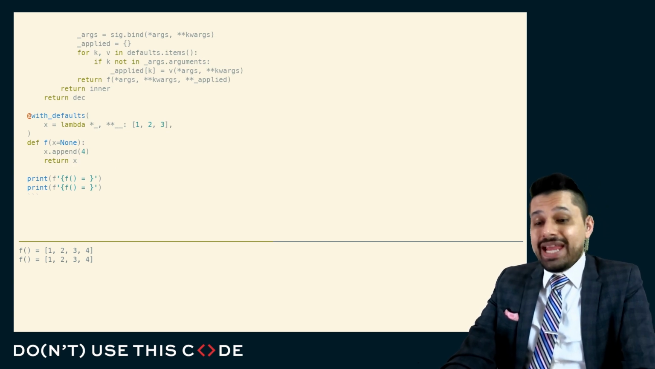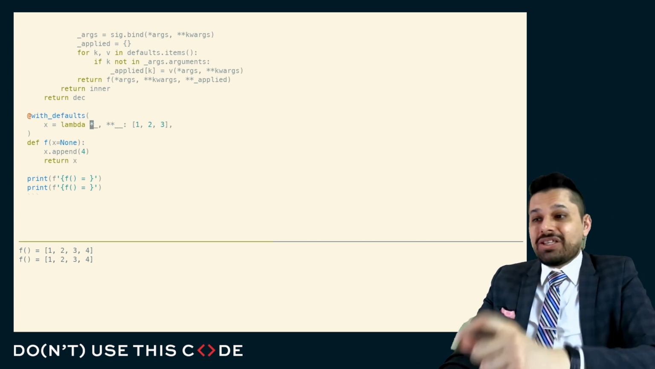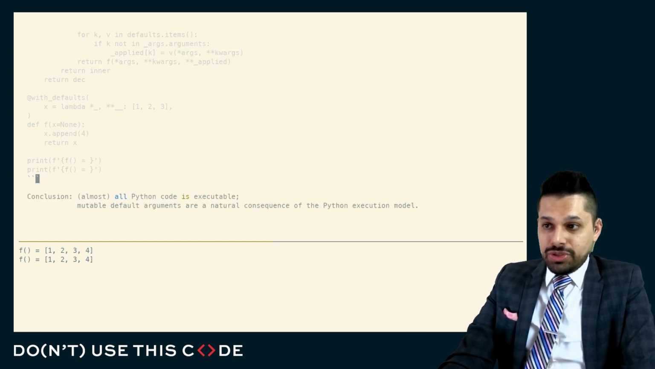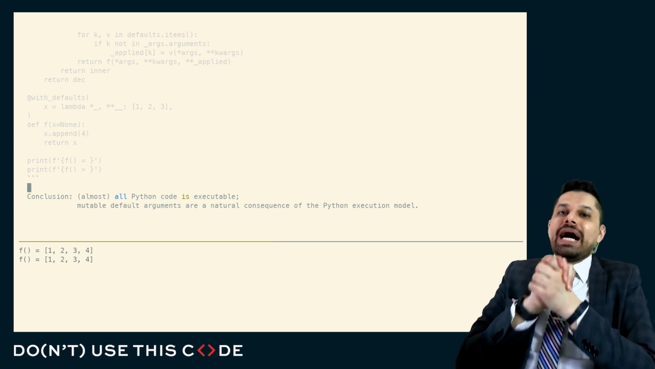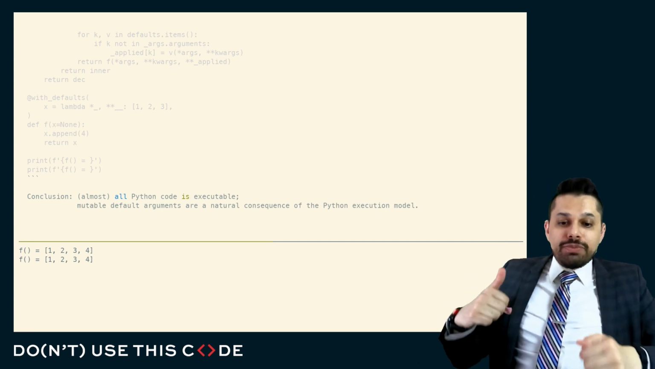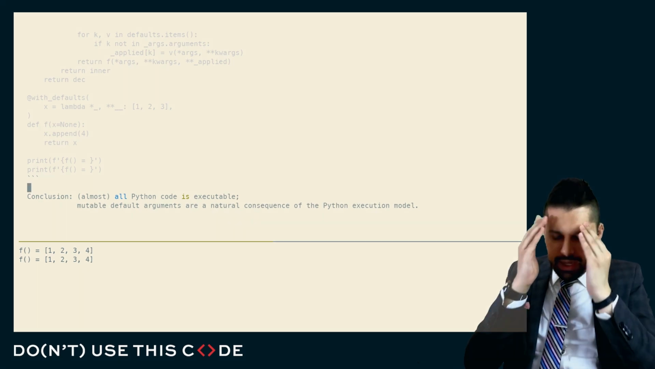For example, taking the state of all the other arguments that were passed in to compute your default based off of the state of those arguments. Something like this is completely reasonable to do. But our conclusion is all Python code is executable up to and including function headers. Thus, mutable default arguments are a very natural consequence of the Python execution model, and you can understand them in that consequence.